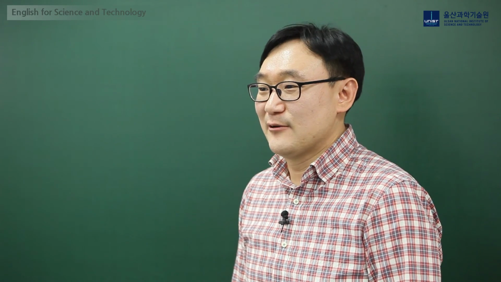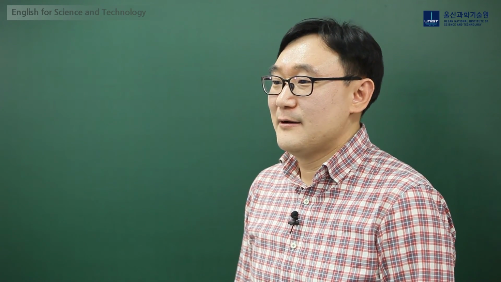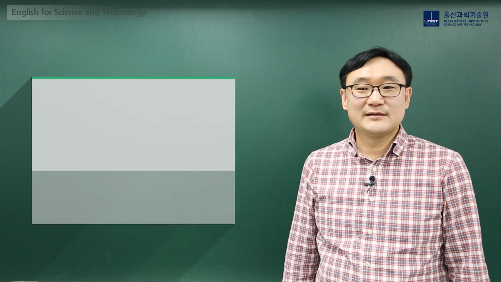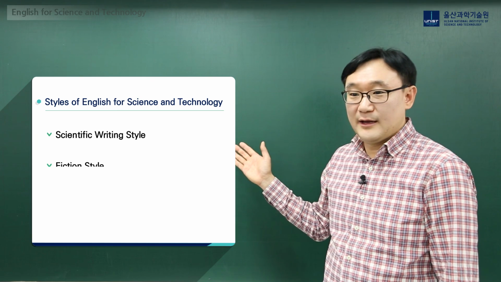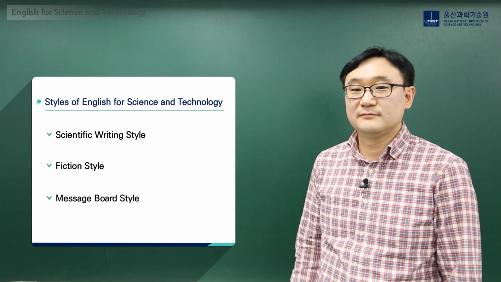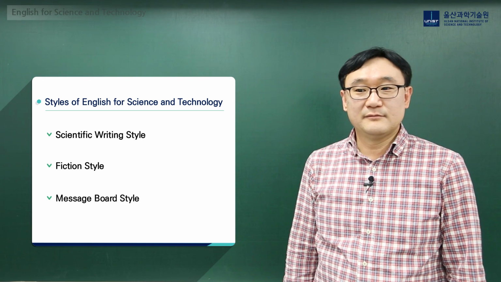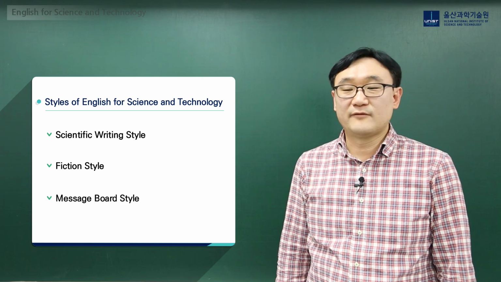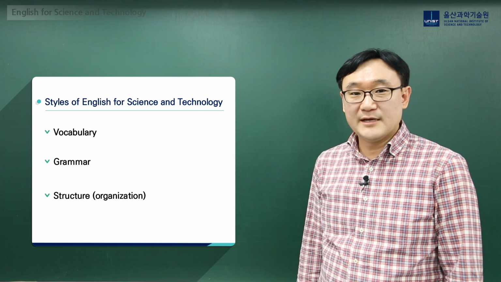We have explored the characteristics of scientific writing style by comparing its stylistics with fiction, newspaper, and message board style. There's a big difference among these styles. Mainly, these differences are from vocabulary, grammar, and passage structure.